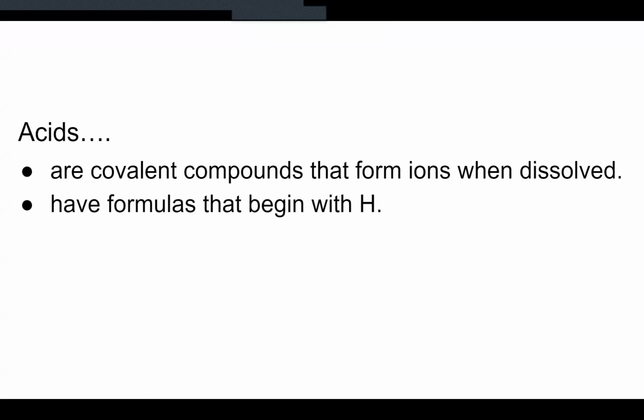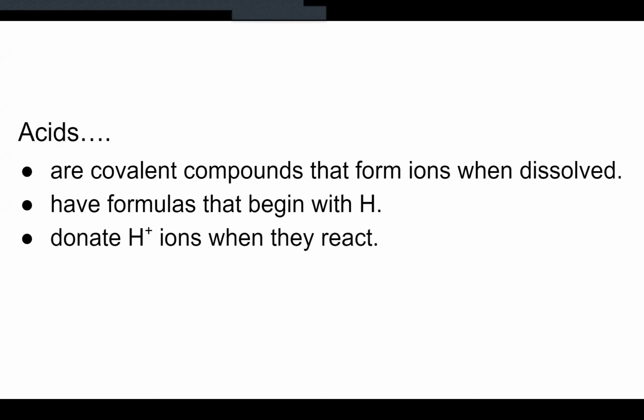They have formulas that begin with H. That's how we know that they're acids. The chemist who wrote the formula was typically kind enough to indicate the presence of an acid by beginning the formula with an H. And the ions that they form are H plus ions. They donate them, they get rid of them.